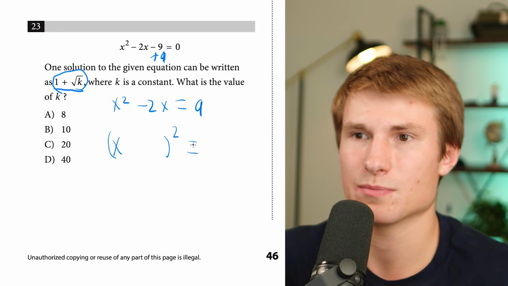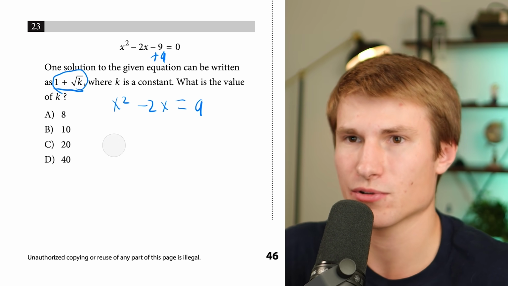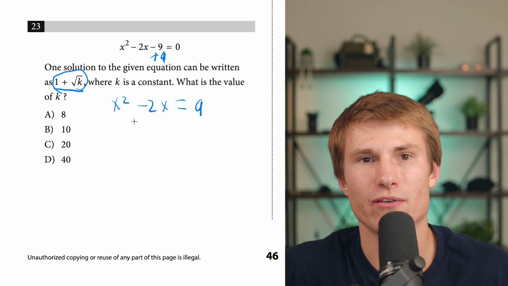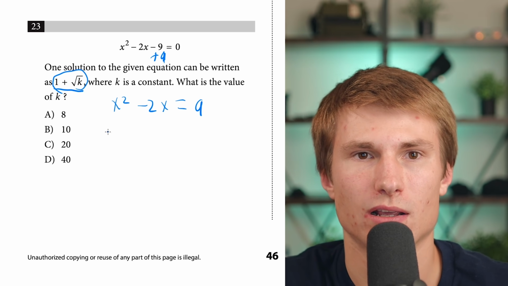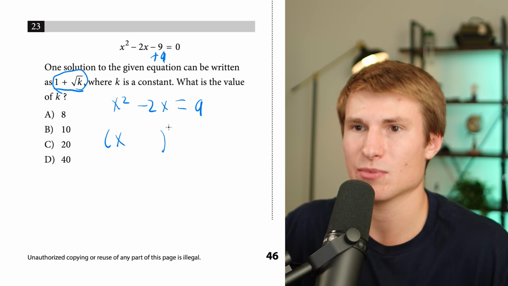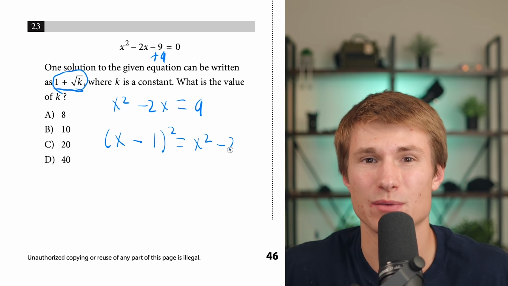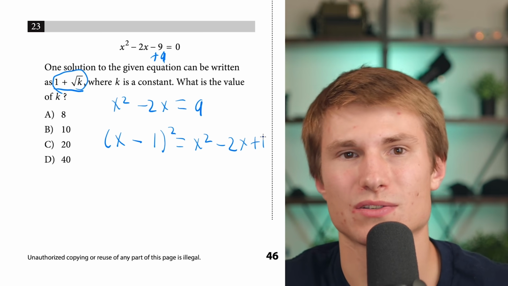Okay, and the reason why, I'll get to that as I go through this, but you'll see why you want to get there. So we have x squared minus 2x is equal to 9. Now, like I said, I want to get to x something squared. I know x minus 1 squared isn't going to get me exactly x squared minus 2x. It would give me x squared minus 2x plus 1.